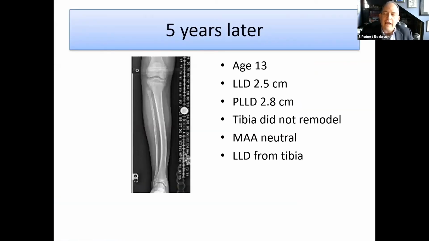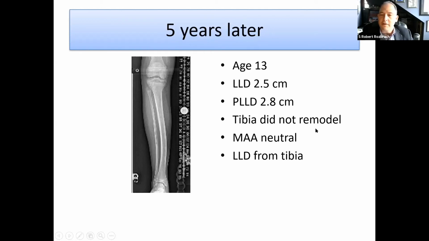So add 5 years. Now he's 13 years old. He's got different interests than he did when he was the little boy that I saw last. He's playing lacrosse. He's busy. He's got an active social life. And he's got, at this point, a predicted leg length discrepancy that is an additional 2.8 centimeters. Very, very similar to what we had predicted initially.